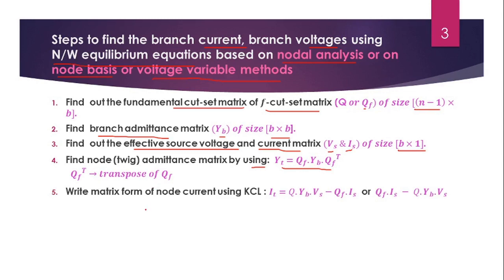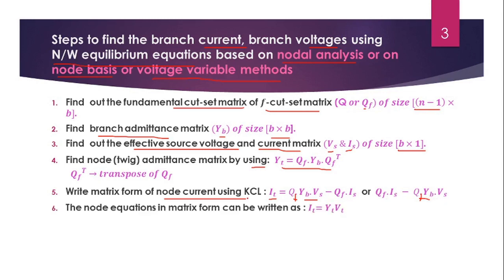Then step 5, write the matrix form of node current using KCL. So IT here, that is twig current or node current, equals QF into YB into Vs. So YB into Vs is current, minus QF into I, so it satisfies the KCL. Or QF into Is minus QF into YB into Vs, the same thing.